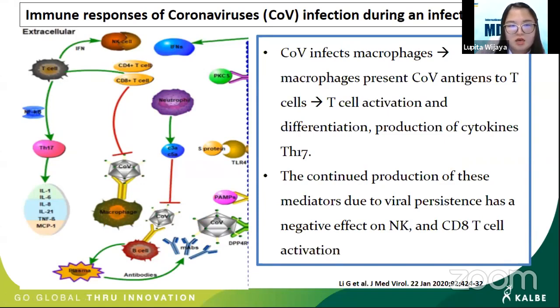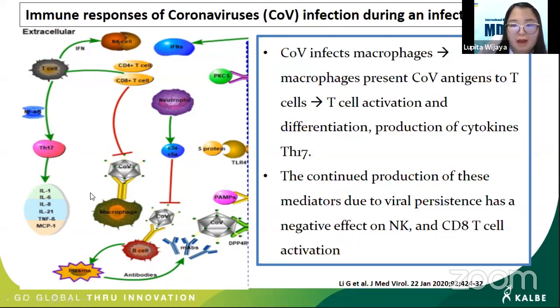The first important thing we must know is the normal immune response that happens after our body is exposed to the coronavirus during the infection phase. We can divide it into two parts. First, the extracellular, and the second, the intracellular. Don't forget to relate to the previous slide. For the extracellular part, we can see the coronavirus infects the macrophages.